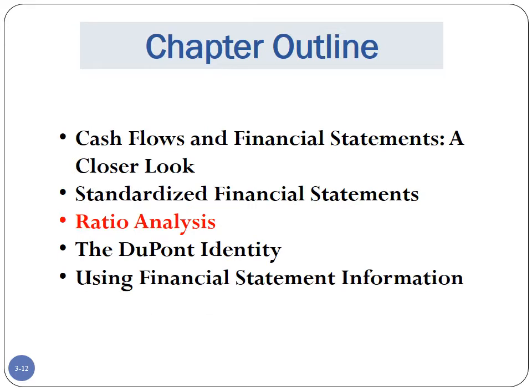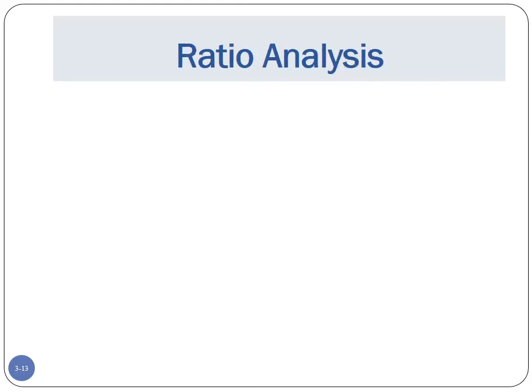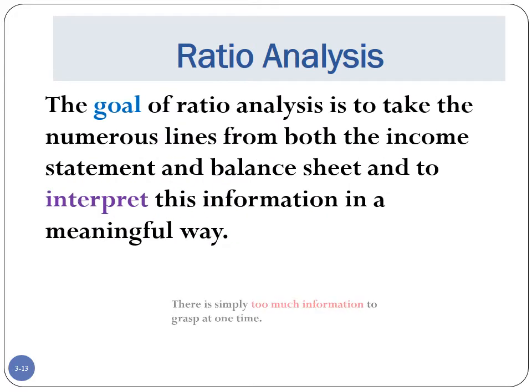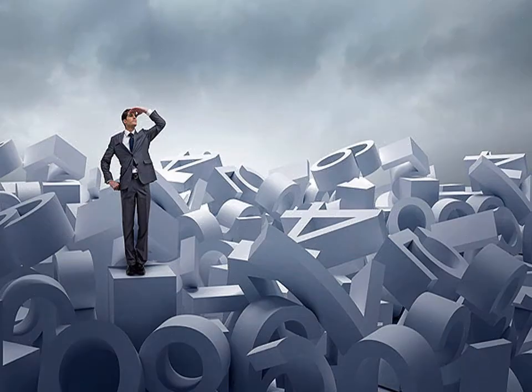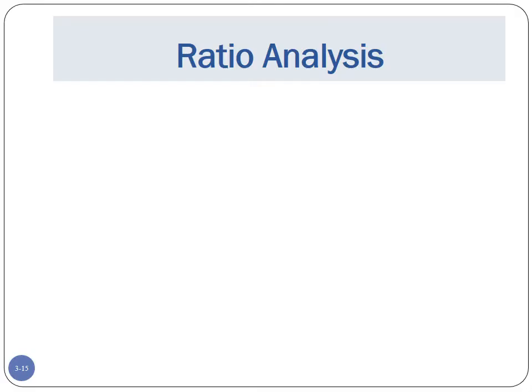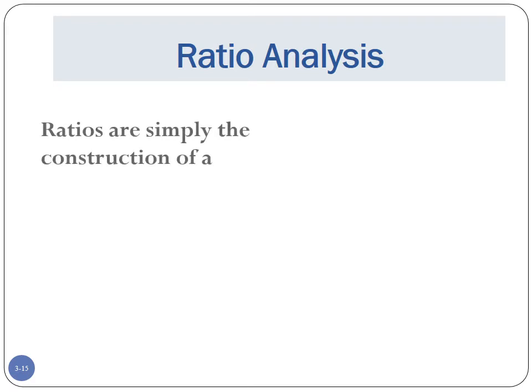Ratio analysis is another way of looking at financial data. It's a way of analyzing the information to get meaningful insights into where the organization is. The goal is to take the numerous lines from both the income statement and balance sheet and to interpret this information in a meaningful way. And when we look at the income statement, balance sheet, statement of cash flows, it's simply too much information. It's just a jumble of numbers. It's really tough to make sense of this. And so ratio analysis offers us a way out.